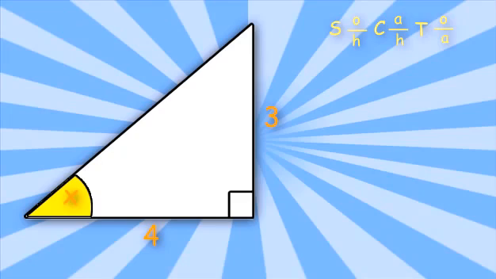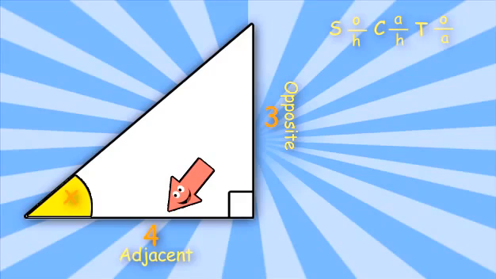Let's do another problem. Here we are asked to find the measure of the yellow angle. Let's start by finding the hypotenuse. I'll look across the 90-degree angle, and there it is. This side is the hypotenuse. In relationship to the yellow angle, this side is the side opposite. So that makes this side the side adjacent.